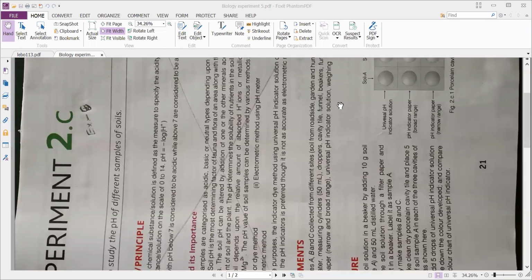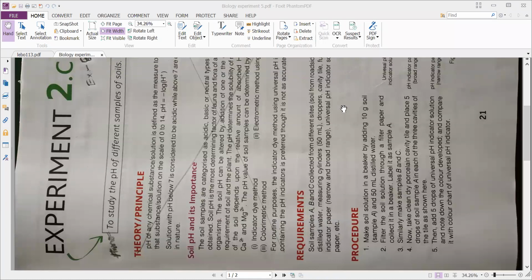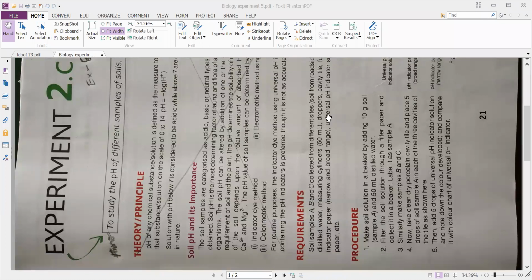Okay, experiment number 5 was already shared on Saturday itself. In this experiment number 5, the aim is to study the pH of different samples of soils. That is the aim, experiment number 5.